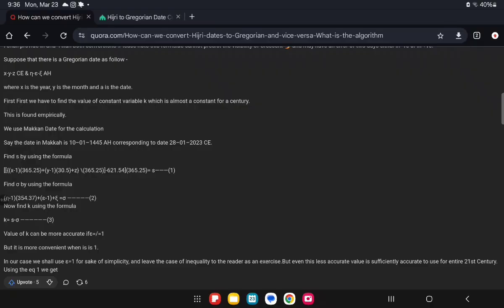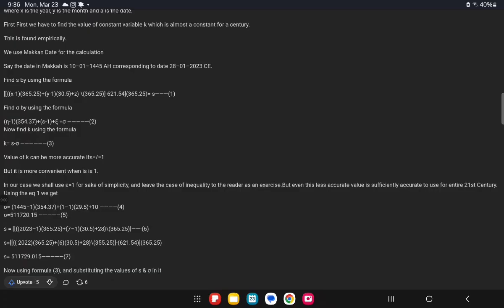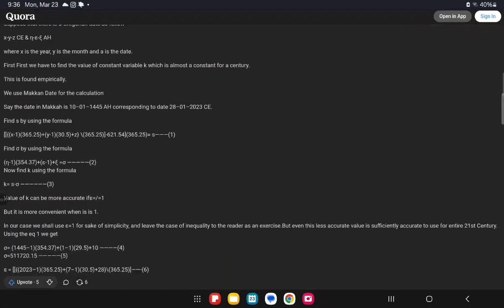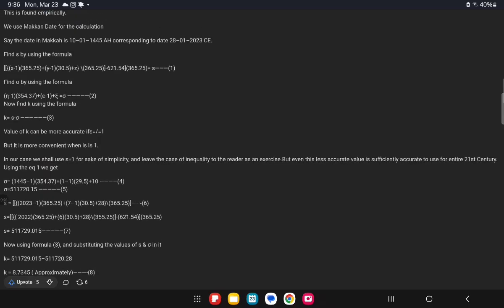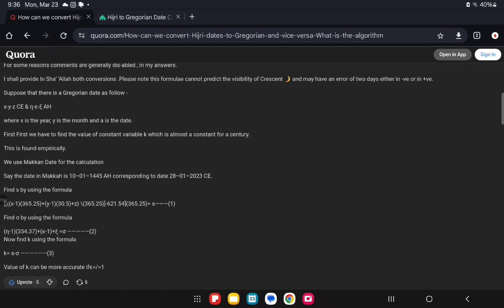Using the equation 1, we get sigma equals 1445 minus 1 over 354.37 plus 1 minus 1. So epsilon is 1. That means that the Hijri date is in the month of Muharram. And sigma equals 10. So yeah, this was the 10th of Muharram.